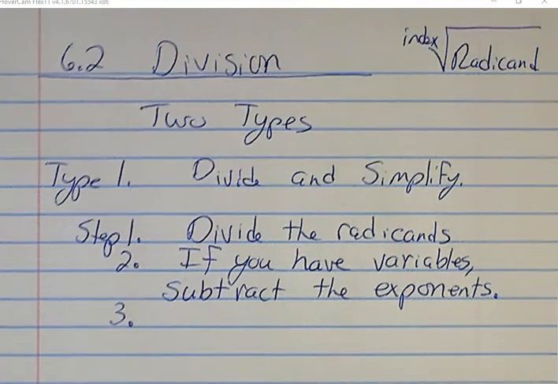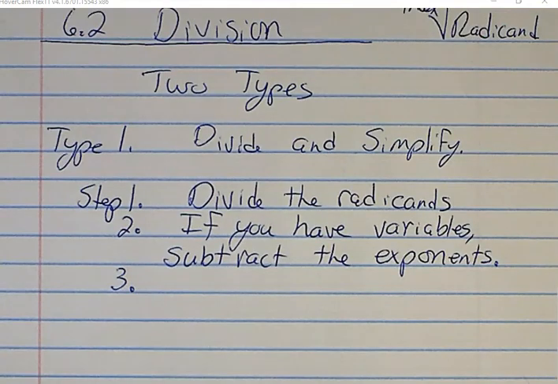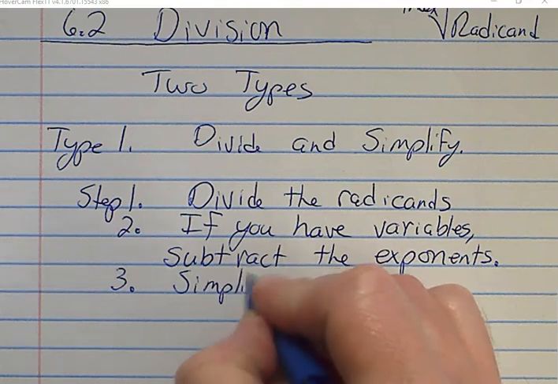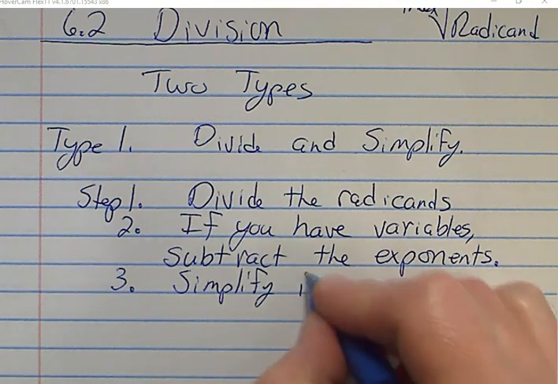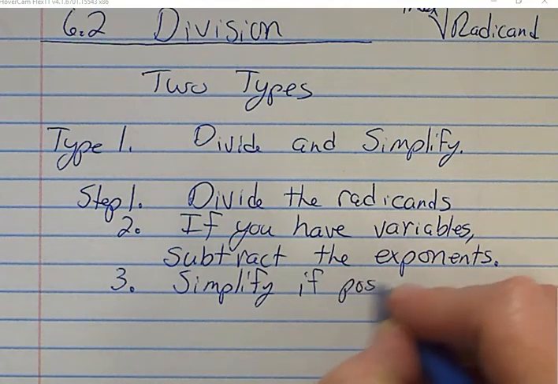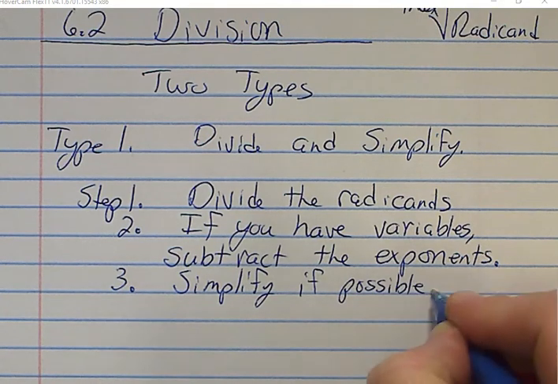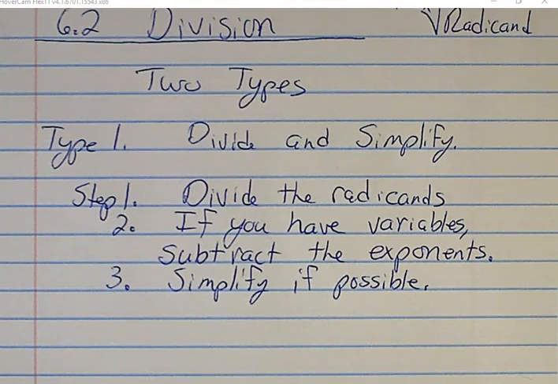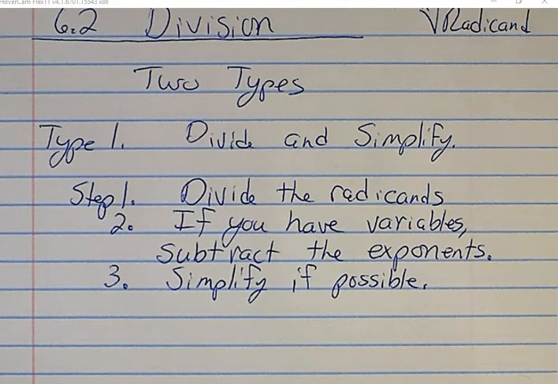And then step 3, at the very end, once you've done the division, you've subtracted the exponents and everything you can do there, you may have a little bit of simplifying left to do. So if there's anything left to do, just go ahead and simplify more if it's possible. At that point, you might have to break down the square root or the third root or whatever the number is. So it's basically just that you're still factoring this thing out as much as you possibly can.